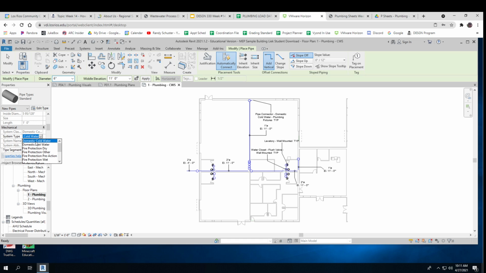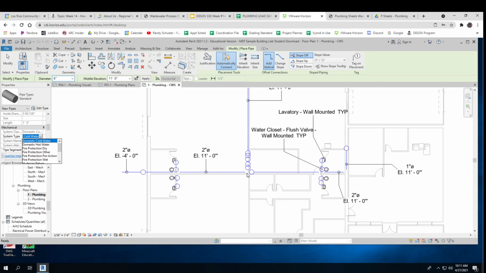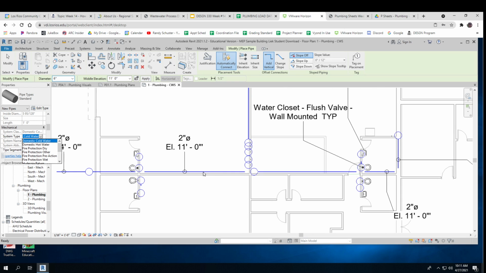So domestic cold water, you'll see here, that's our blue line in Revit, is going to feed our lavatories. In this case, we're feeding our water closets because we don't have a gray water system. It's feeding our hoses that are going to fill up our tub here, our pool. We could really use a gray water system in this operation.